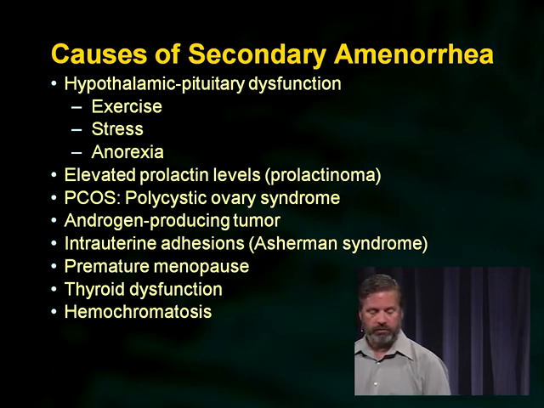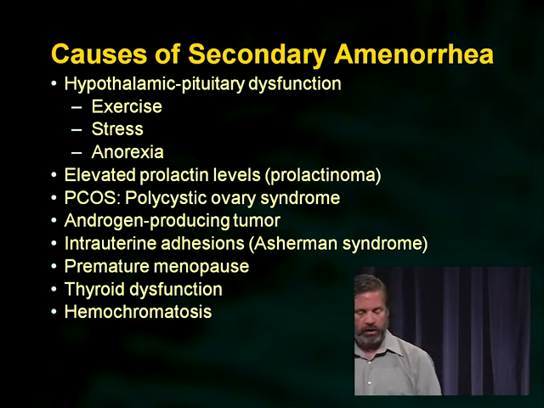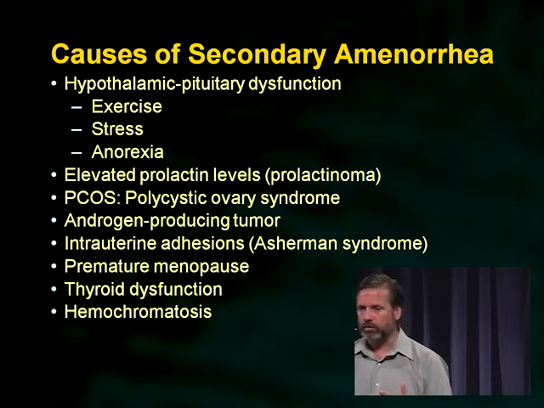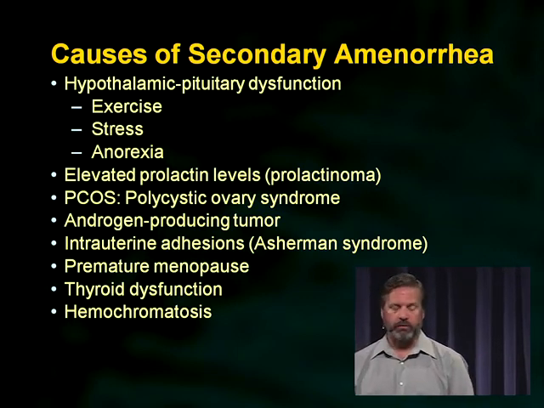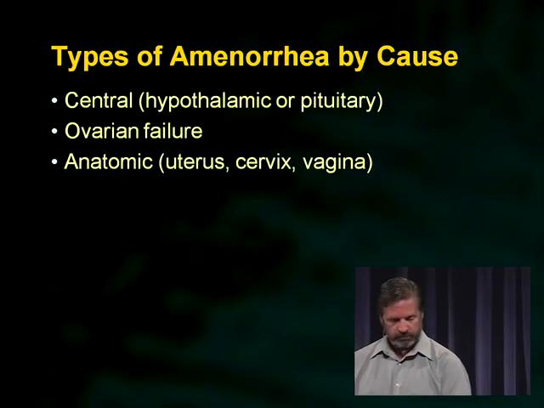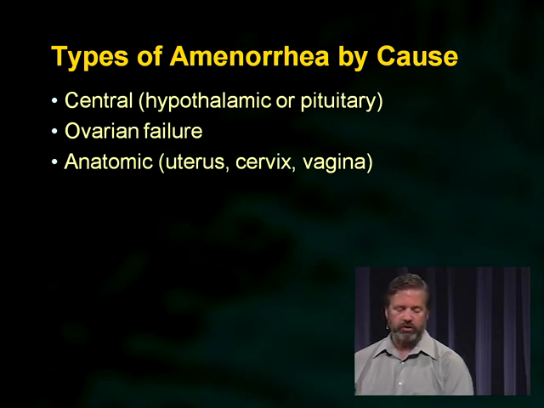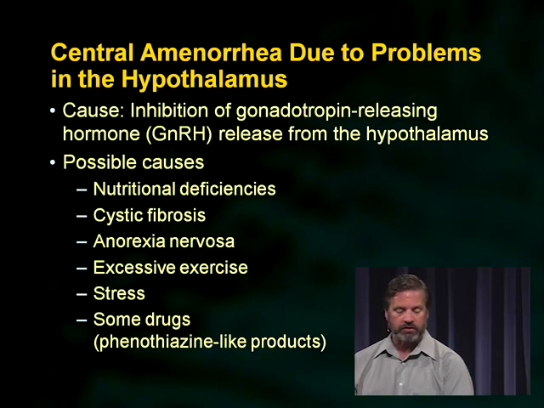Other things to think about, polycystic ovarian syndrome, we're going to talk a little bit more about. Thyroid dysfunction, remember that thyroid dysfunction can cause just about any problem. So whenever you're presented with a problem, thyroid dysfunction needs to be on your list. The types of causes, we can talk about central causes, ovarian failure, and then anatomic causes.